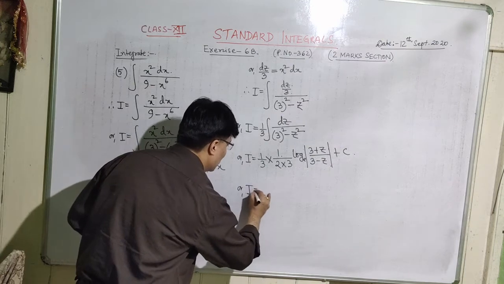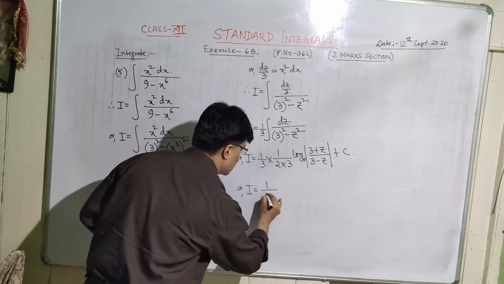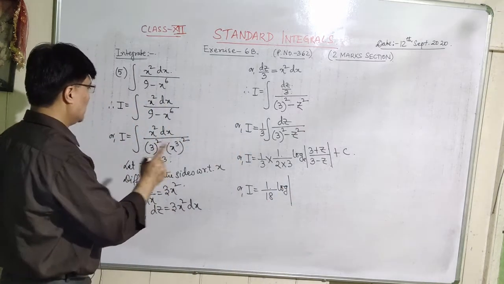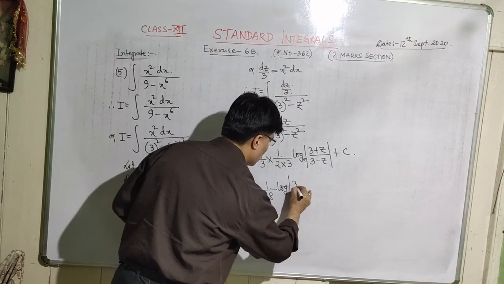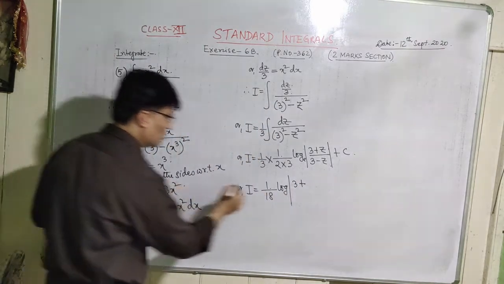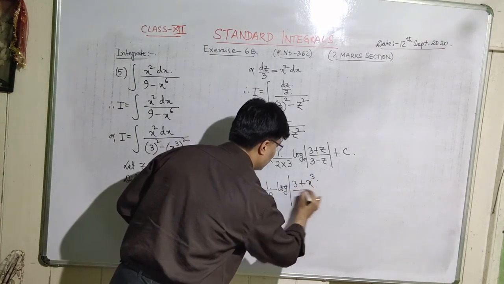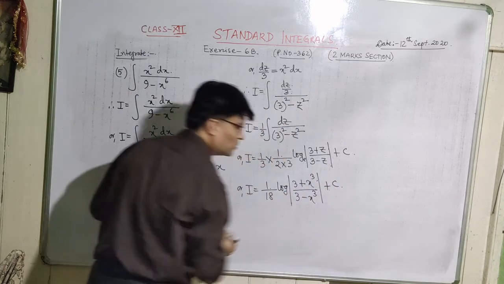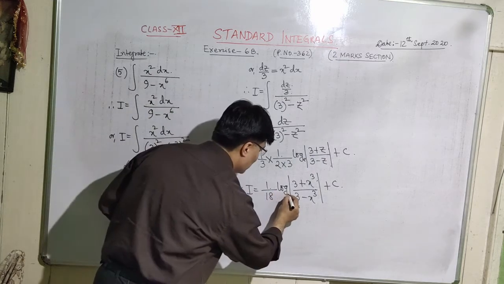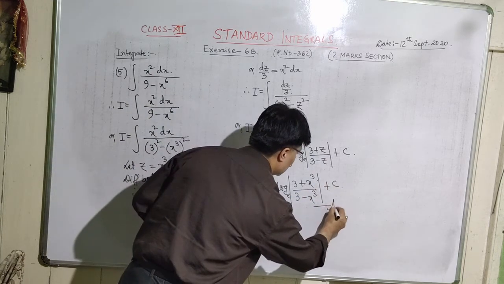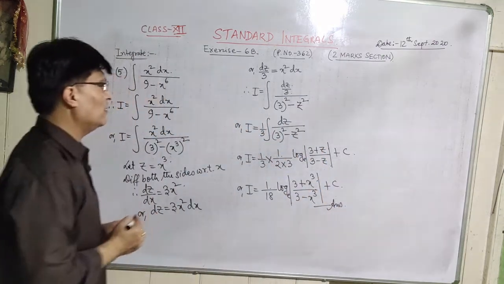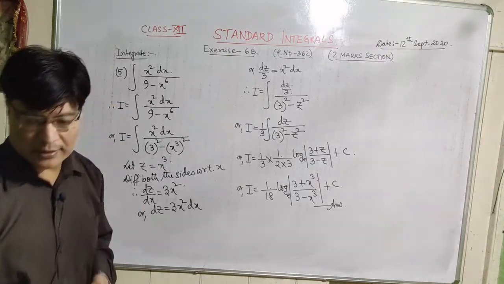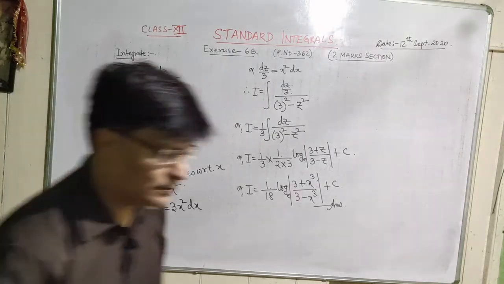So I is equal to, let us simplify it, 1 upon 3 2s are 6, 3s are 18. So it is 1 upon 18 log within mod 3 plus x cube, here z is x cube, divided by 3 minus x cube, mod sign closed, the base is e and plus c. So this is the final answer. So I hope you have understood it. So you can copy it. Now we will do the next problem.